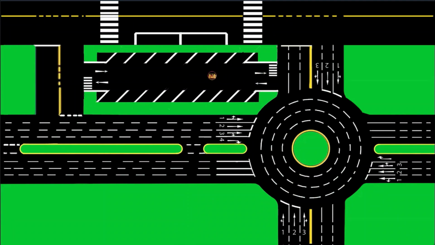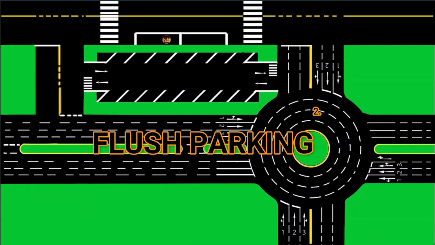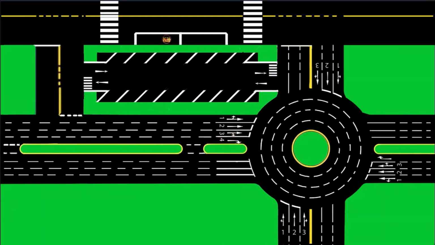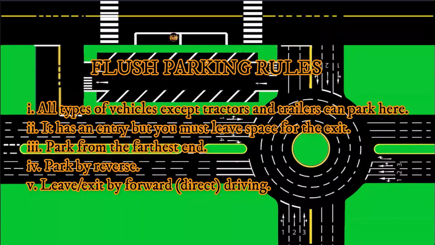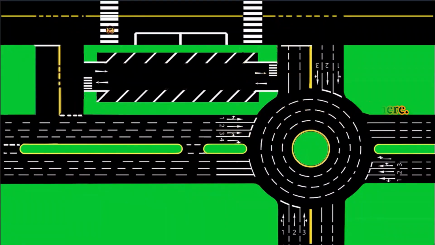The second type of parking is flush parking. This kind of parking is found on the left side of the road in the direction of traffic. It has no security, and so it is an uncontrolled parking zone. It also has some rules. Now, in flush parking, one, all types of vehicles except tractors and trailers can park here. Two, it has an entry, but you must leave space for the exit. Three, you park from the farthest end. Four, park by reverse. And five, leave or exit by forward or direct driving.